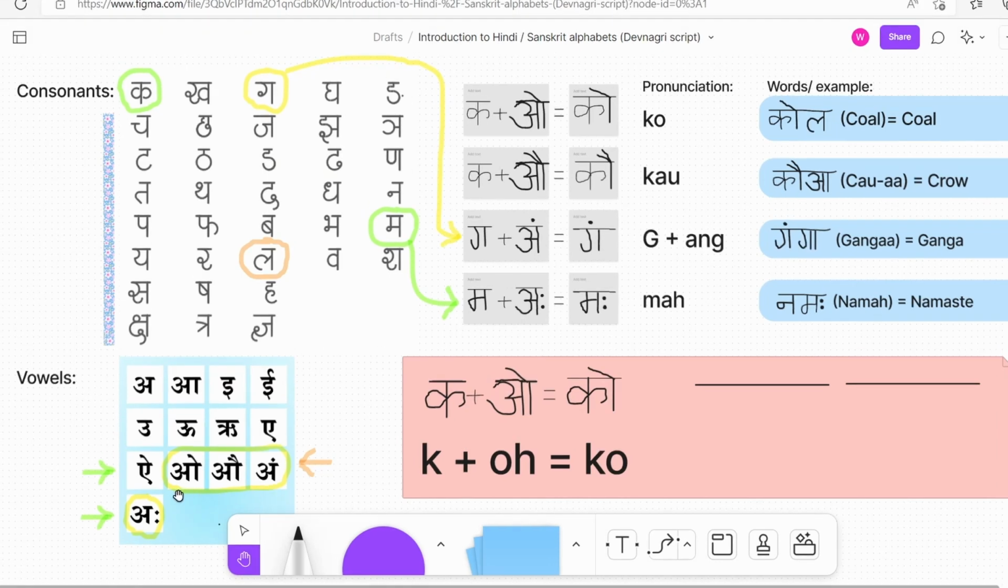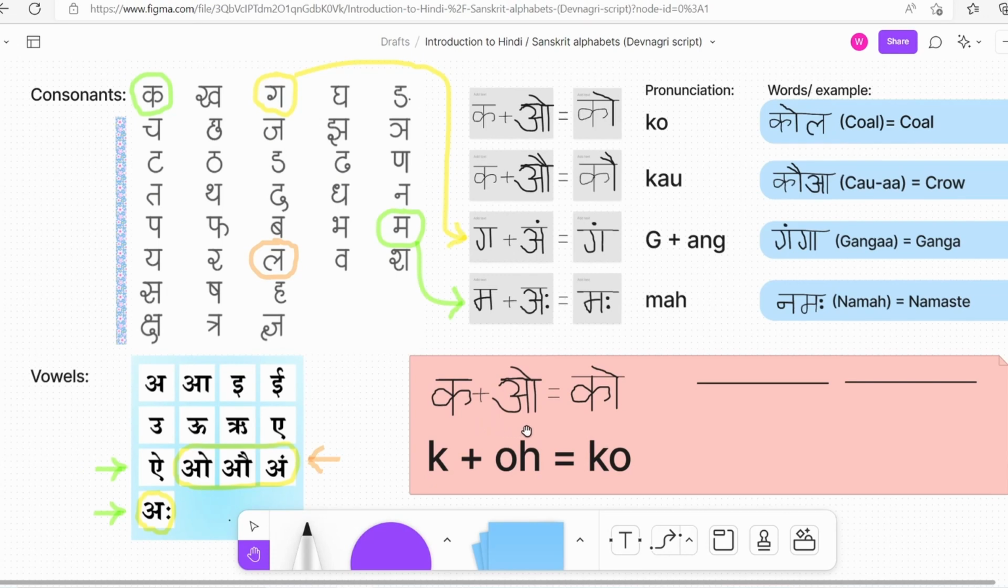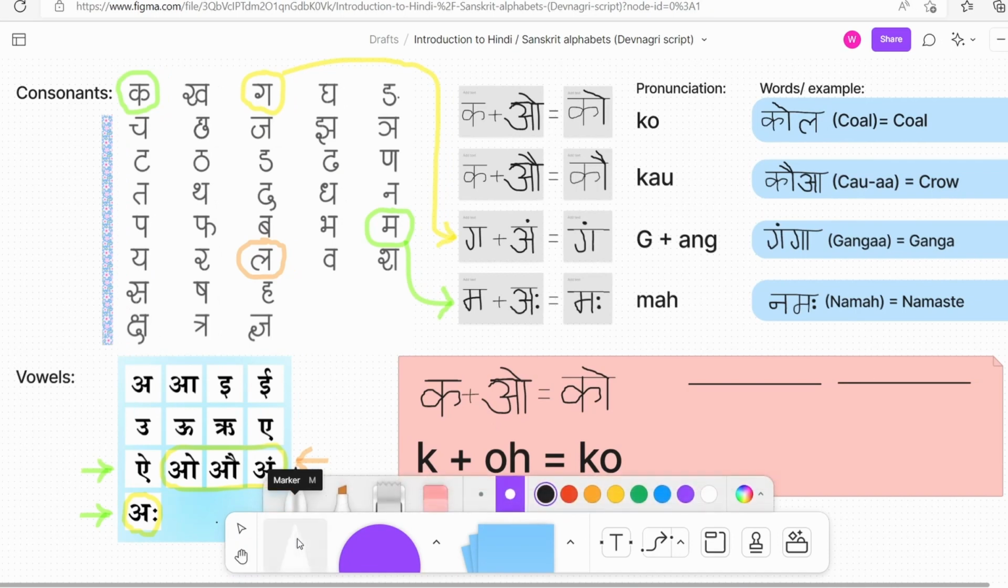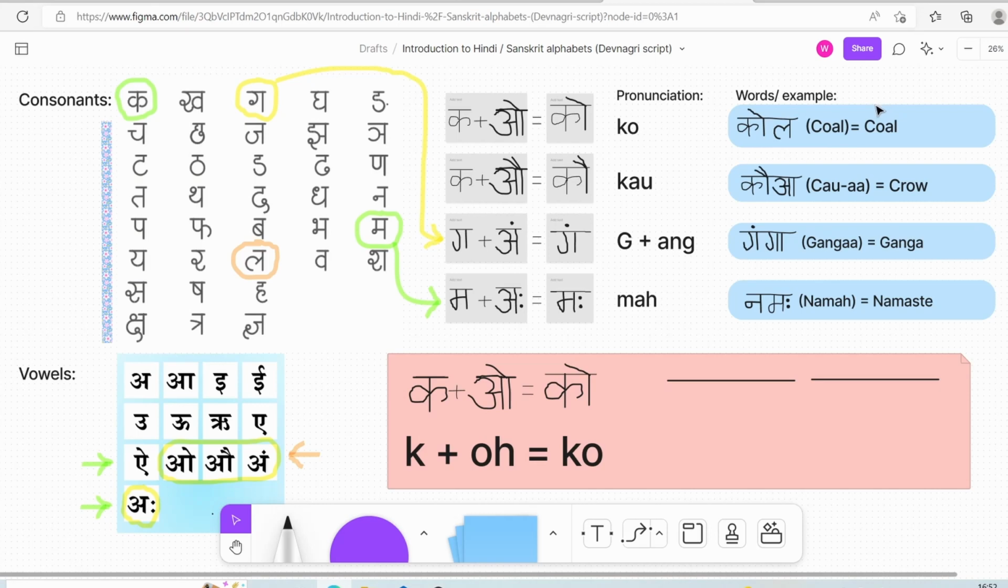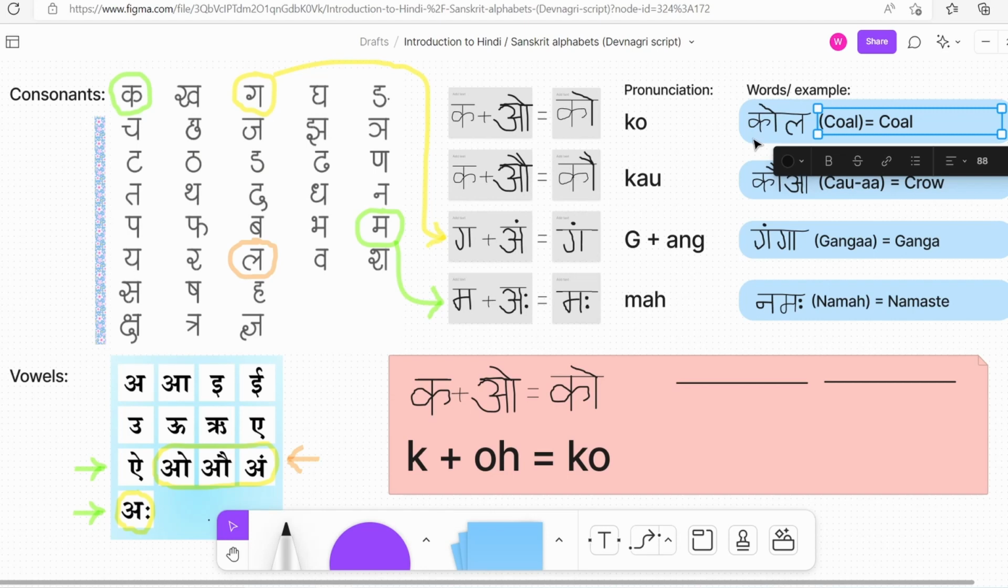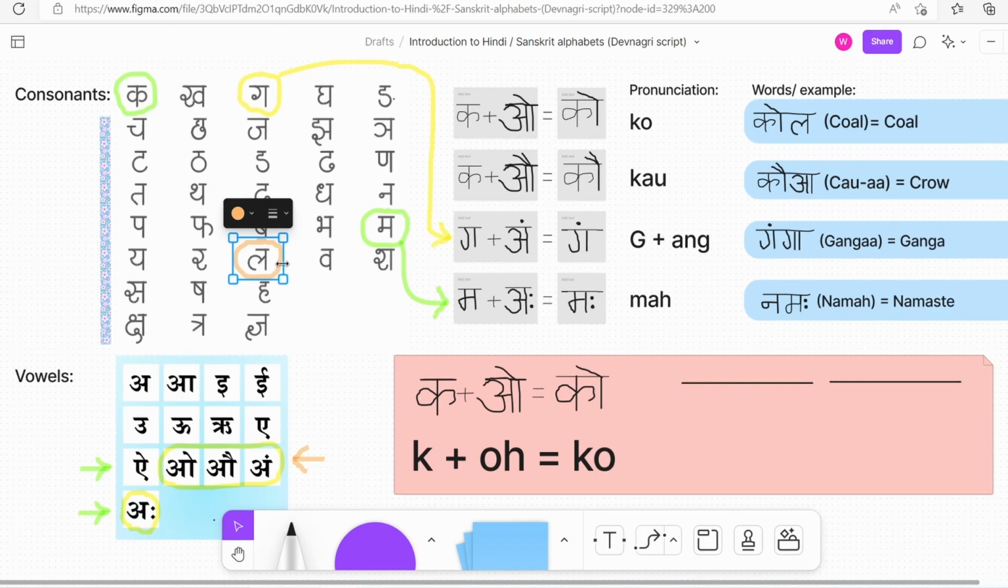The first one is pronounced as O. O is a vowel which can be used along with a consonant or without the consonant as well. For example, K plus O equals ko. An example of it is coal, in which I have used ko and la. Ko and la is coal.